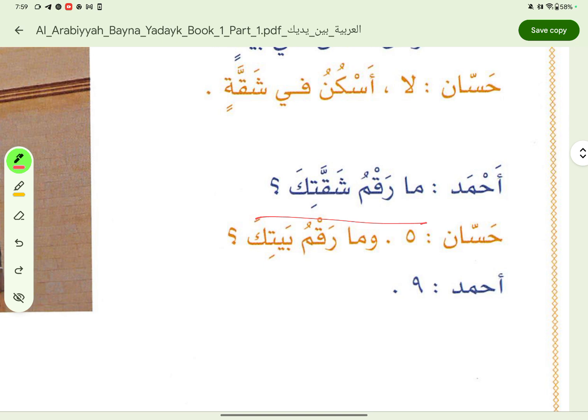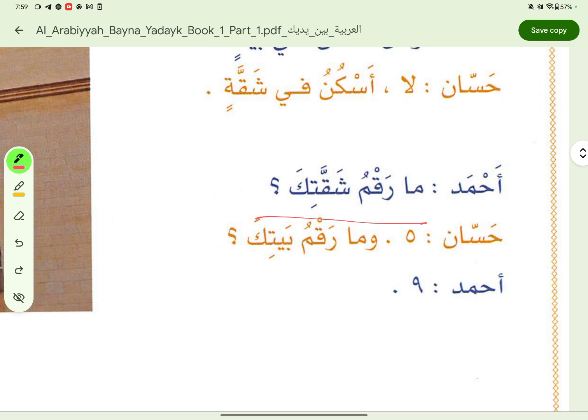In Arabic, the description of something comes after the thing. So for example, we say a beautiful house, right? A beautiful house, for example. In Arabic you say Bayt Jamil. Bayt Jamil. You say Jamil afterwards, right?